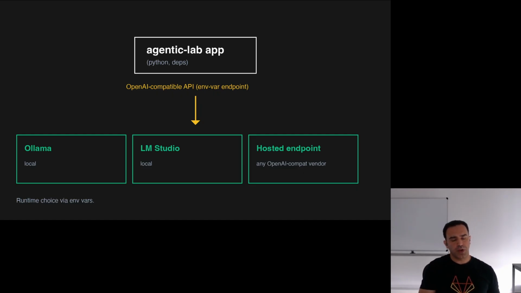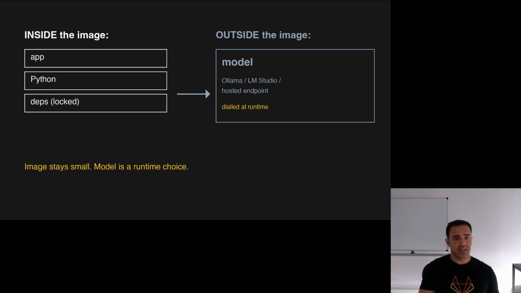That choice does two things. One, the app stays small: the Docker image is the app plus Python plus the dependencies, nothing else. Two, the model is a runtime choice. It's not a code choice. So that keeps the demo clear about what the code does versus what the model does.